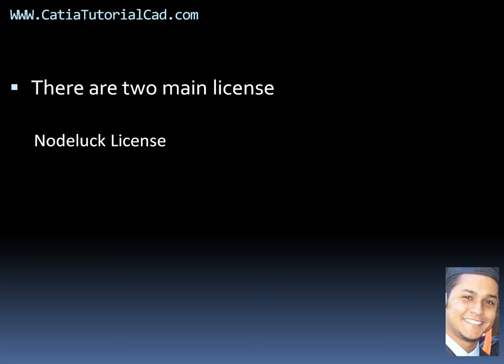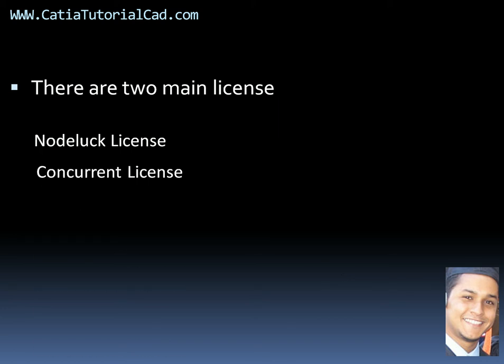So if you install CATIA on machine A and your license was based on machine A, then you are only able to use it on machine A. You cannot install CATIA on machine B and take that license from machine A and put it on B. It will not work. So node lock is only for one machine. Normally all the students get a node lock license. I mean, they don't have other options. Students can only get a node lock license.